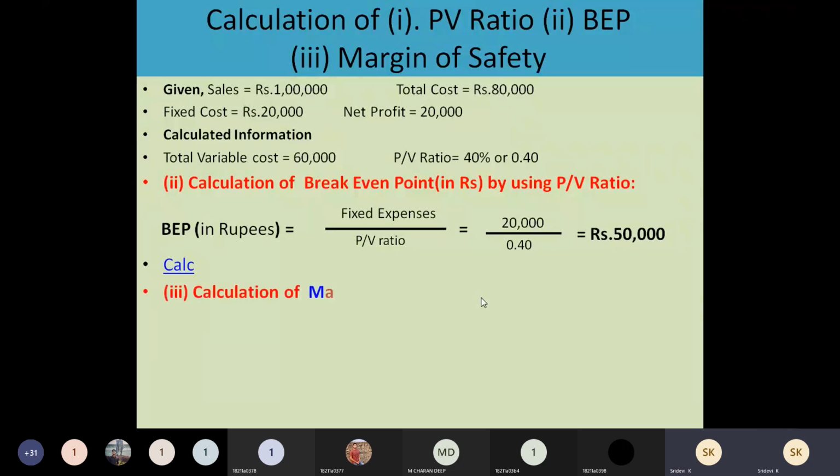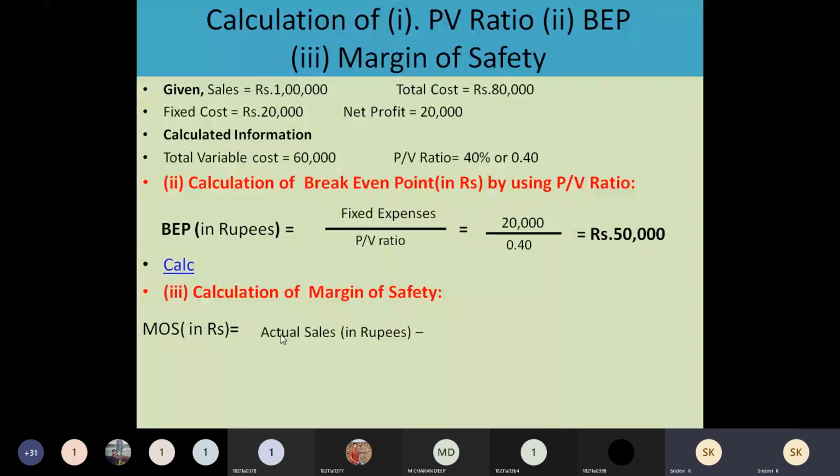And the third point that we have to calculate is margin of safety. Okay. So what is the formula that you are going to take? Because here we are having sales in rupees, and BEP in rupees we are having now. So let us take the margin of safety in rupees. Calculate it in rupees. So based on the information, you apply the formula.